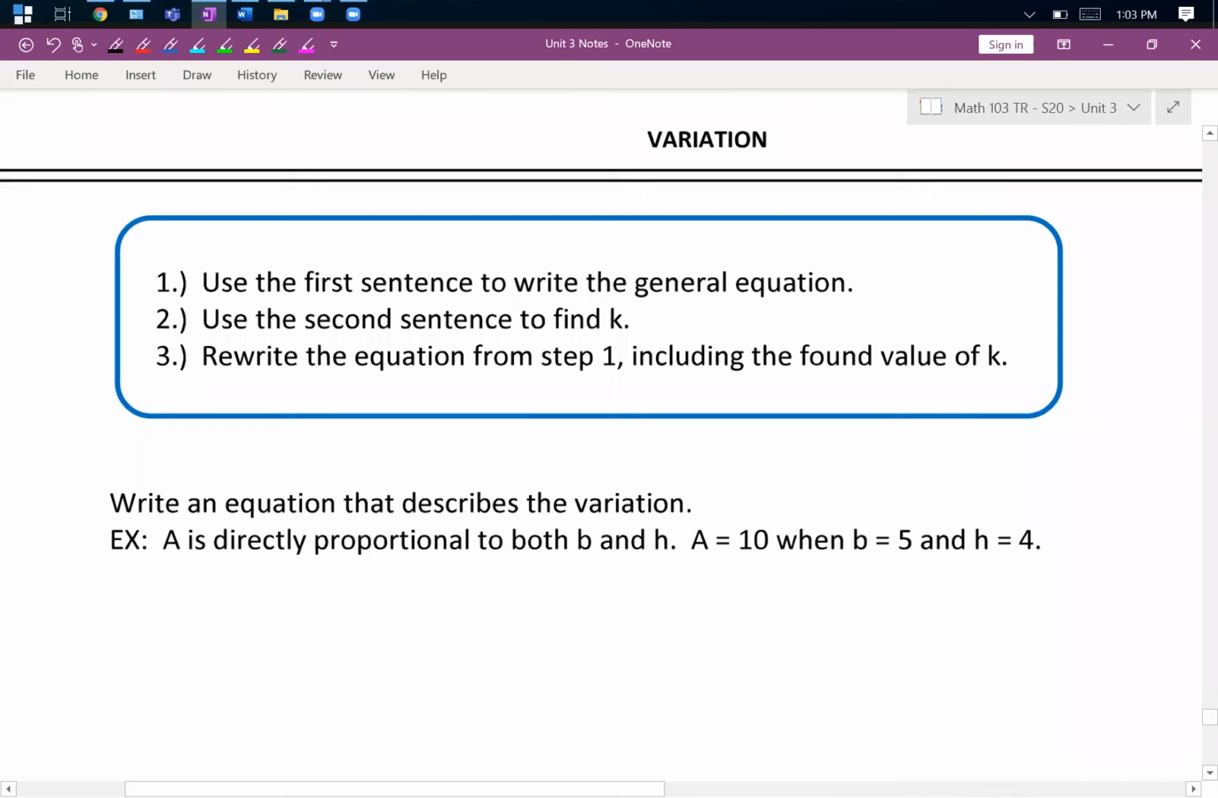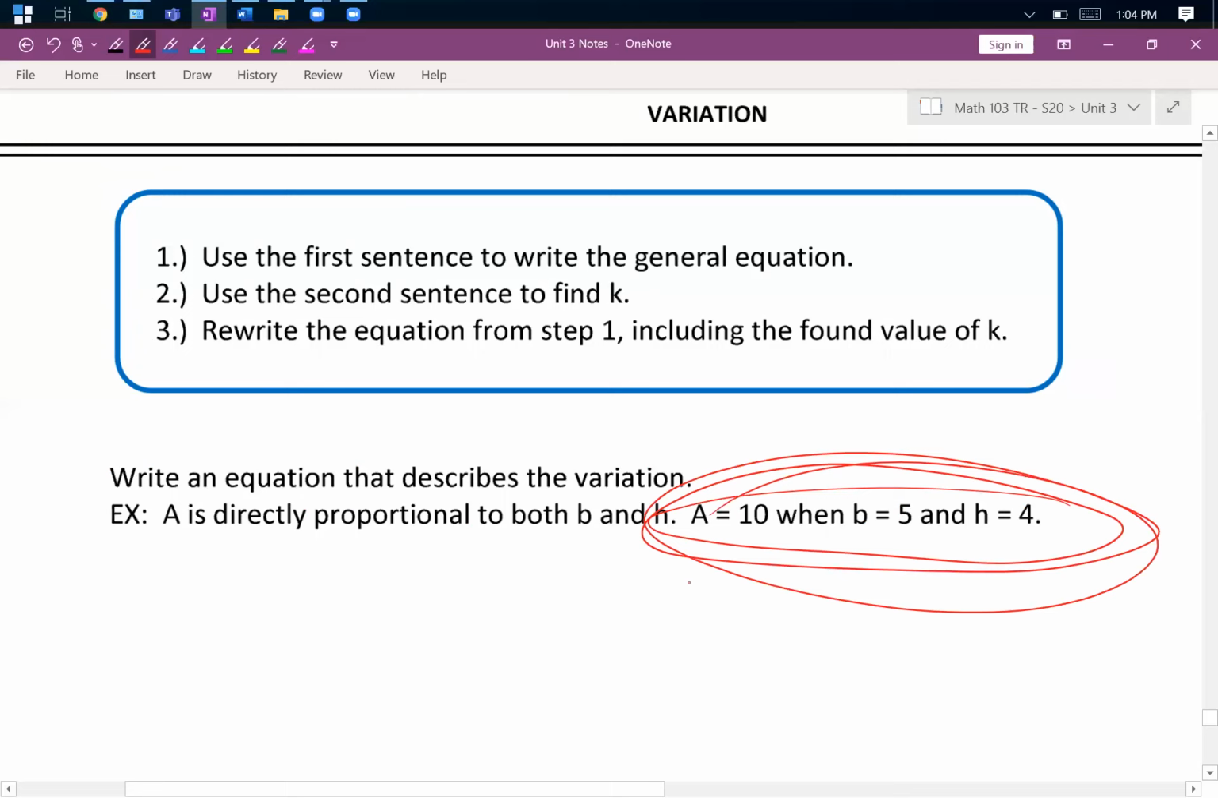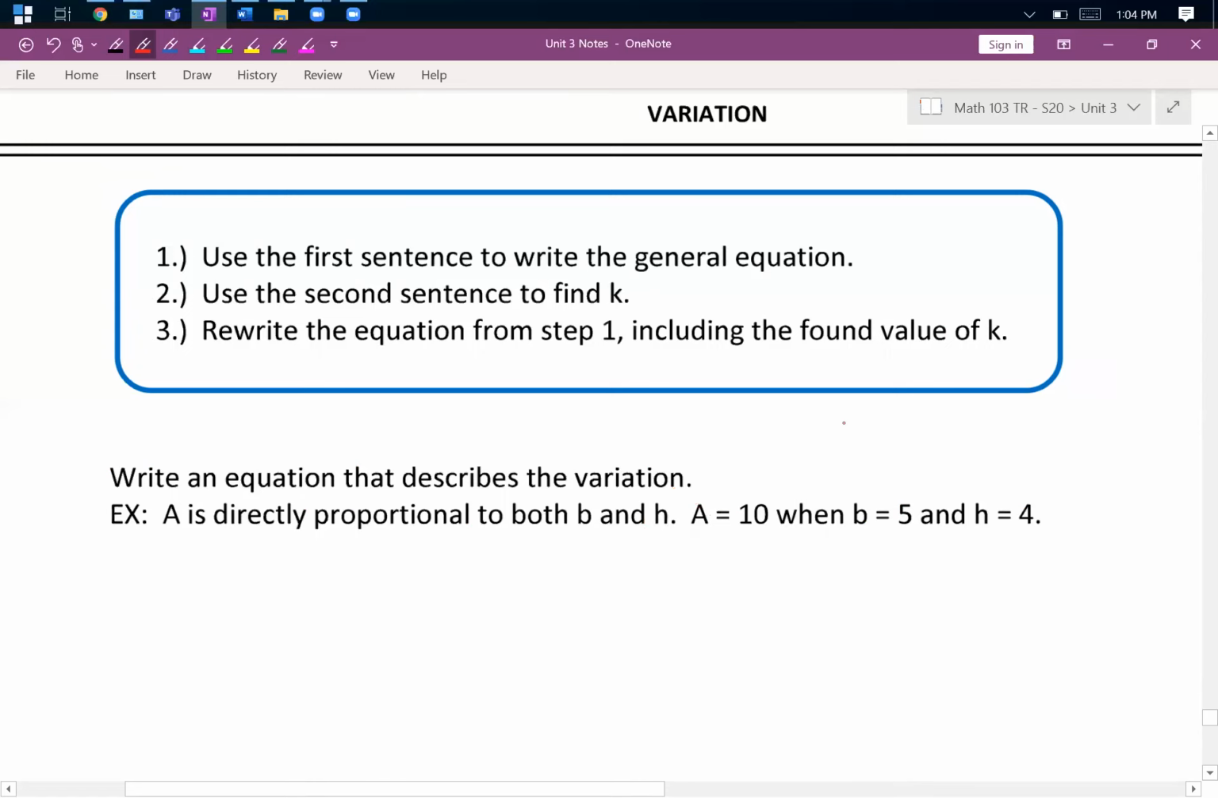All right, so now we're ready to build our first step. Step number one is going to be doing exactly what we just did. We're going to write the first sentence to write the general equation. Then we're going to use the second sentence to find k. You'll notice in our second sentence, they give us numbers for all the variables except for k. So we're going to plug in all those numbers and solve for k. And then lastly, we're going to rewrite the general equation from step one, but we're going to put the number we figured out for k in for k. Almost like when we find the leading coefficient for a polynomial function.